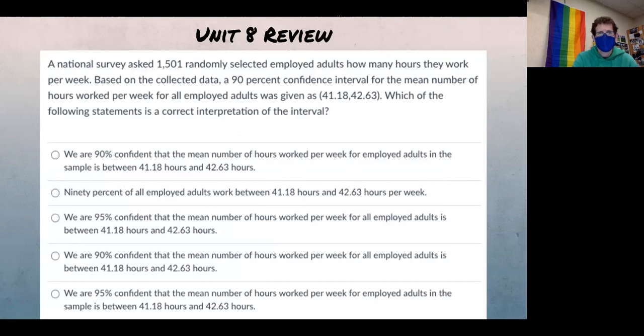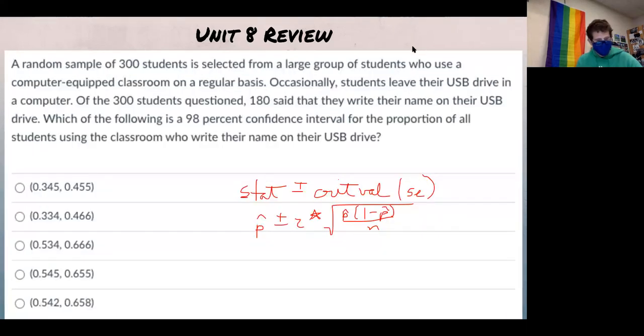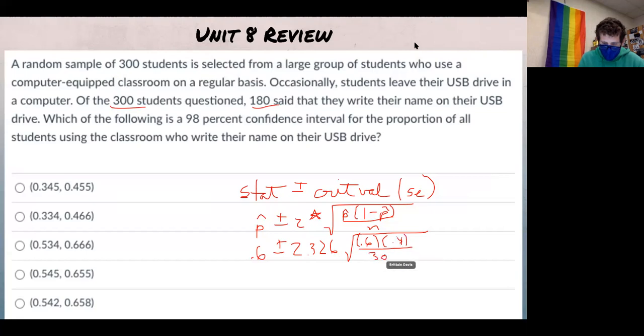I'll let you go ahead and answer this one, but I'll probably start skipping through the problems and answering them quickly to save on time. In this problem, when you substitute in your numbers, p-hat is 0.6, since you have 180 out of 300, and your z star is 2.326. You have to look that up from table B in your formula sheet. Then times 0.4, divided by 300, the sample size. When you go through and do all that, you will get C as your answer.